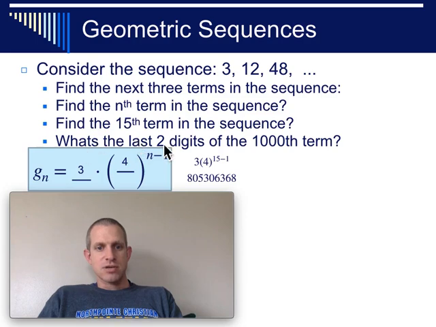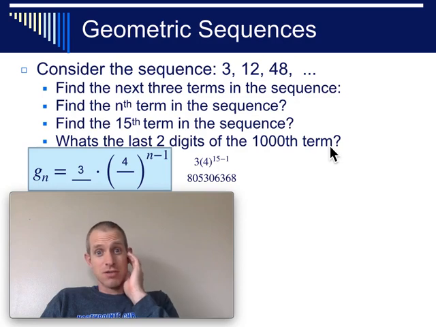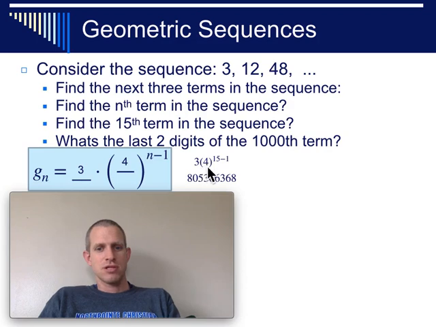To answer this last question, what are the last 2 digits of the 1000th term? I hope you tried it on your calculator, but then realized there's no way you can calculate 3 times 4 to the 1000th power. That's way too big. It would give you an overflow error. Thankfully, we don't need to know that. We only care about the last 2 digits. And so there's a pretty common trick here. Let's take a look at some of these numbers and see if we can find a pattern.